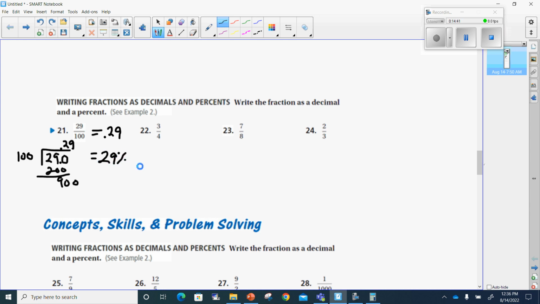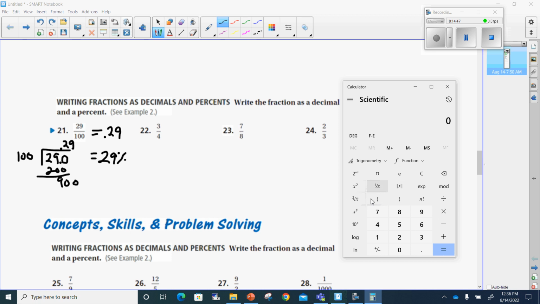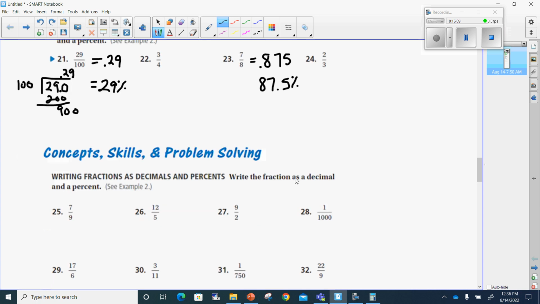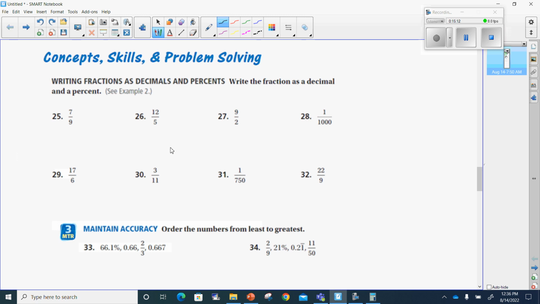All right? And let's see, I'll go ahead and do number 23. I'm going to do this one with a calculator, as I know many of you will probably do. If I take 7 and divide it by 8, I'm going to get 0.875. And to turn it into a percent, I'd simply move that decimal place over 2 spots, and it's 87.5%.